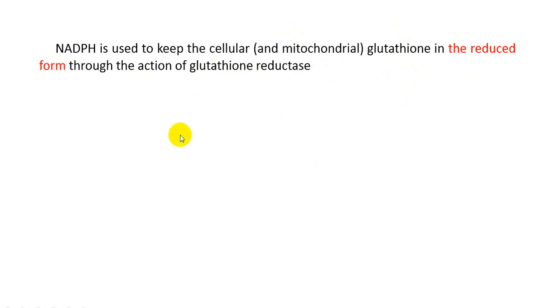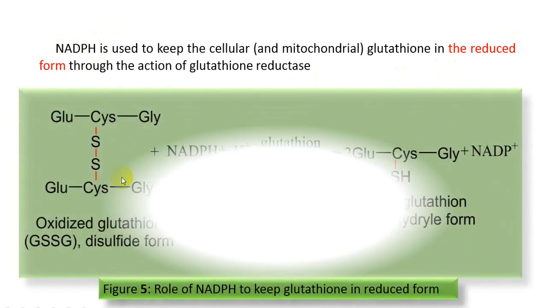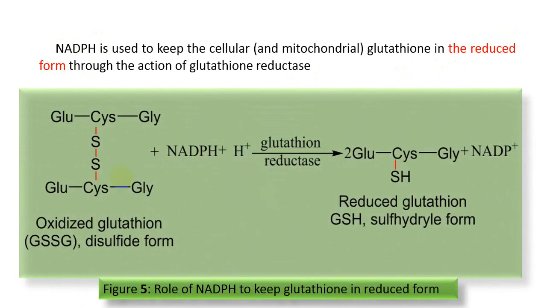reductase. Now, the first important function for this molecule, NADPH, nicotinamide adenine dinucleotide phosphate, is to keep the glutathione in the reduced form. Why? Let us see the reaction. Have a look at this reaction. We've got the glutathione, but in the oxidized form. What does oxidized form mean?